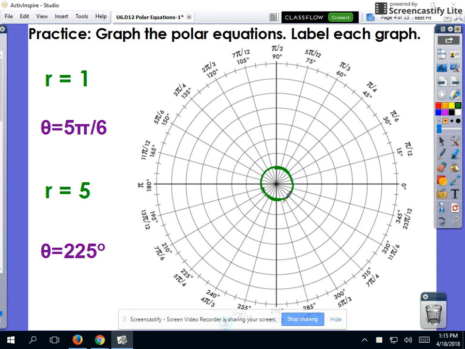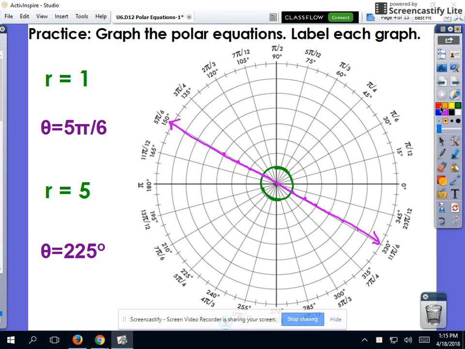Theta equals 5 pi over 6. So theta equals 5 pi over 6. That means 5 pi over 6 is over here. So we can go ahead and put a few dots this way and then some dots this way. And we have a line. Boom. 5 pi over 6.